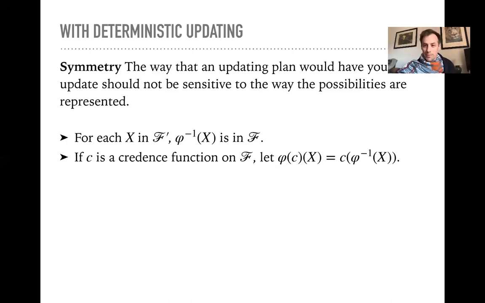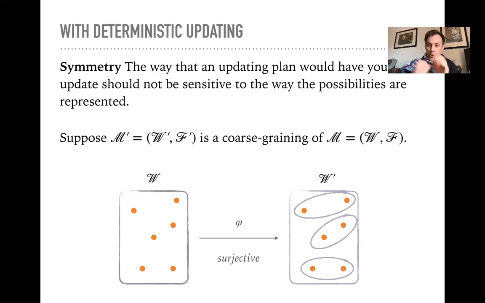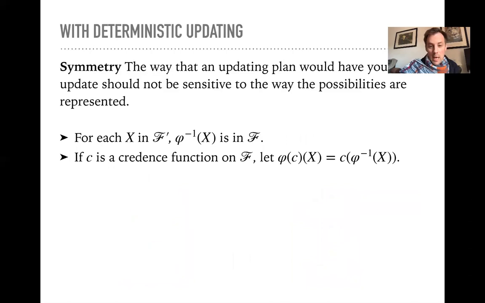So another way to state that a little bit more clearly: suppose you've got some member of F prime. That's going to be a subset of the coarse-grained worlds. Now, what's the inverse image of that across phi? Well, it's just the set of possible worlds in W that phi would send to one of the worlds in that proposition in W prime. And it's just got to be the case, this was one of the assumptions that symmetry makes, that you're always going to have a proposition in F that corresponds to that.